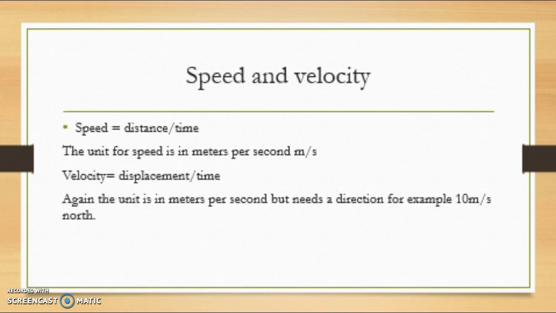Speed and velocity. Speed is actually distance divided by time. That's how it's calculated. The unit for speed is meters per second, because meters is the unit for distance and seconds is the unit of time. Whereas velocity is a little bit different. It is displacement divided by time. So again, the unit is meters per second, but it needs a direction. So for example, in basketball, rather than 10 meters per second north, you could say 10 meters per second up court, or 5 meters per second down court, just so it gives a bit of sense of direction in that sport.